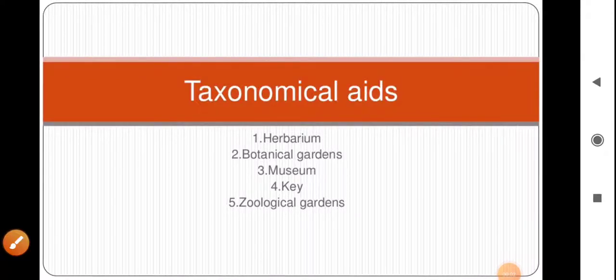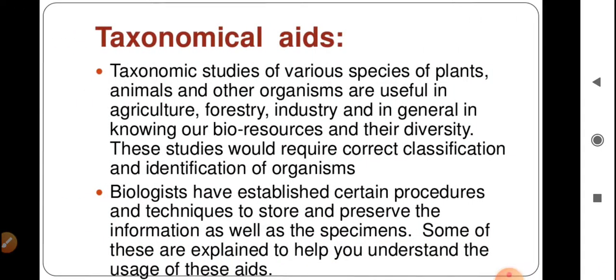Taxonomical aids. We will study five taxonomical aids, that is herbarium, botanical gardens, museum, key and zoological gardens or zoological park. Now taxonomic studies of various species of plants, animals and other organisms are useful in agriculture, forestry, industry and in general in knowing our bioresources and their diversity. These studies would require correct classification and identification of the organism.